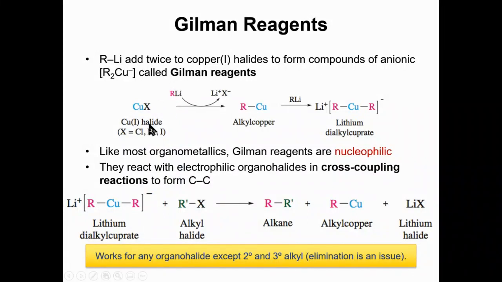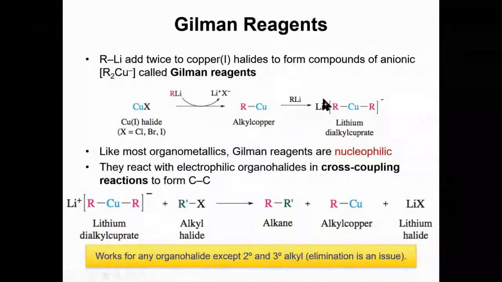So the first step, the organolithium reacts with copper(I) halide and gives you an alkyl copper. Then the alkyl copper can react with one more equivalent of the organolithium, giving you lithium dialkyl cuprate, and that is a Gilman reagent. So in this Gilman reagent, basically you have this lithium dialkyl cuprate as the real active reactant, and the lithium is mostly just the spectator ion. Because of this negatively charged anion, the dialkyl cuprates are nucleophilic. And the kind of reaction we will be learning about with this Gilman reagent is a cross-coupling reaction.